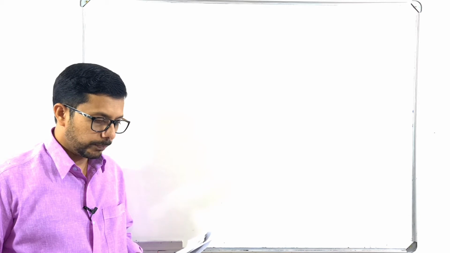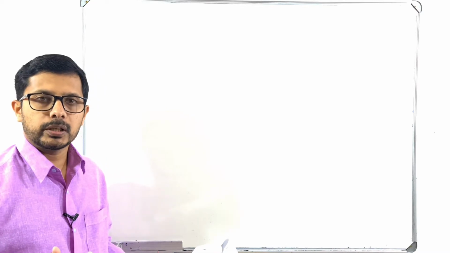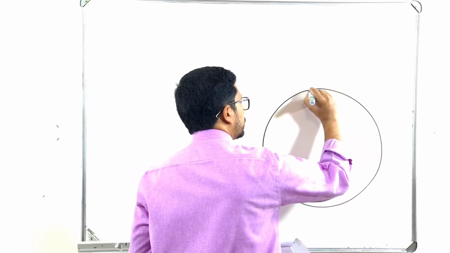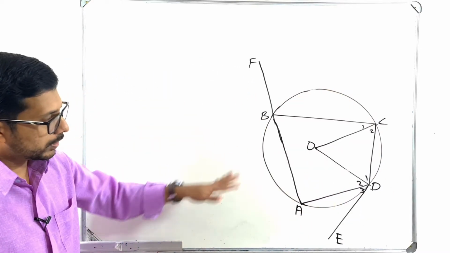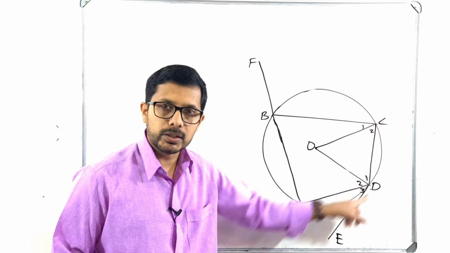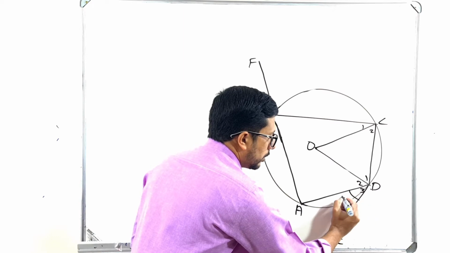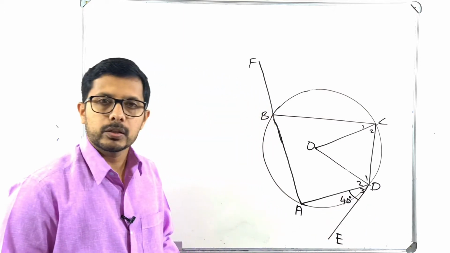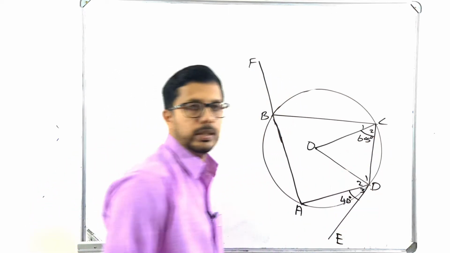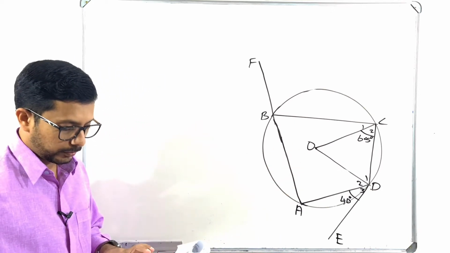Question number 3. Here, first let me draw the diagram. Then after that, based on that, I will explain. Okay, so there is a circle like this. I try to draw a rough sketch here. Now, based on this, here ED is a tangent. Am I right? This line ED is a tangent, and it is given that this angle is 40 degrees, and also it is given that this angle is 65 degrees. Based on this diagram, we have to find two answers.